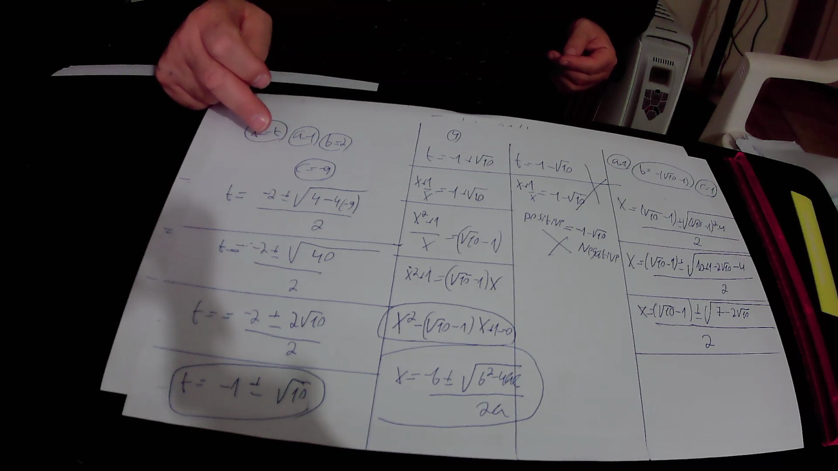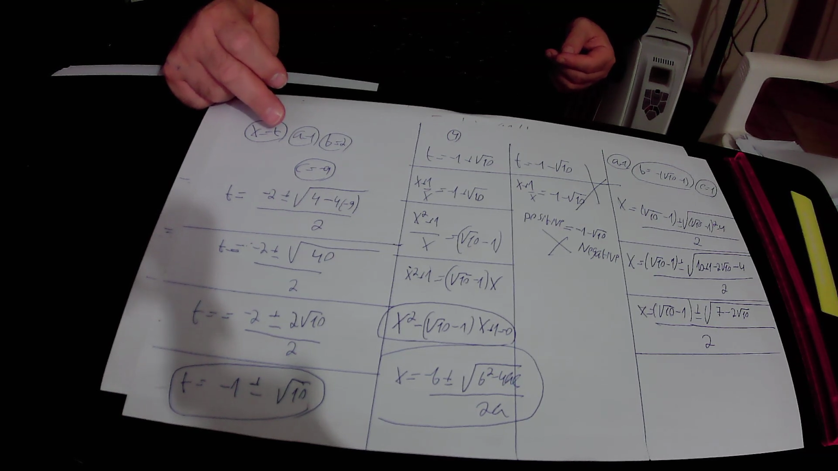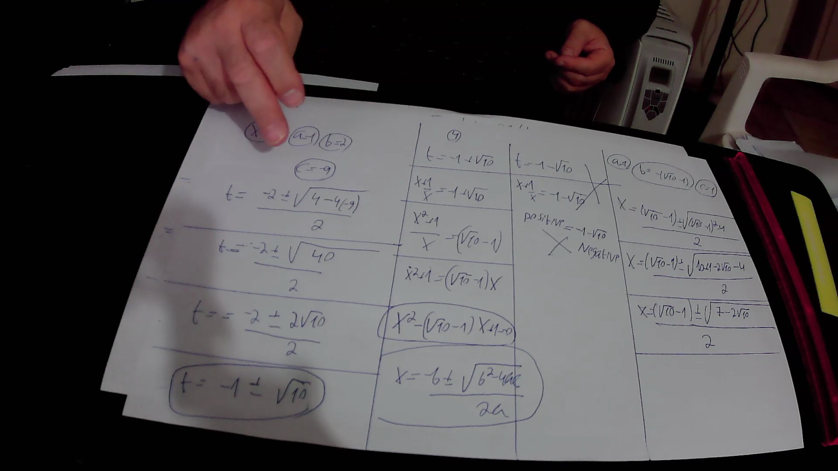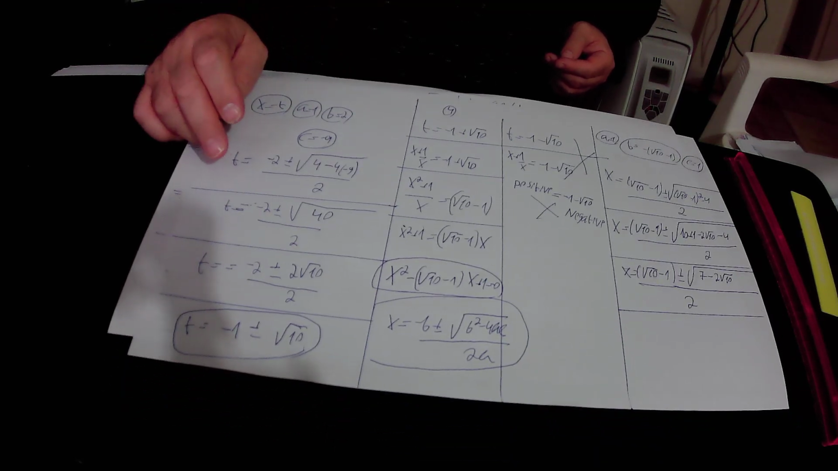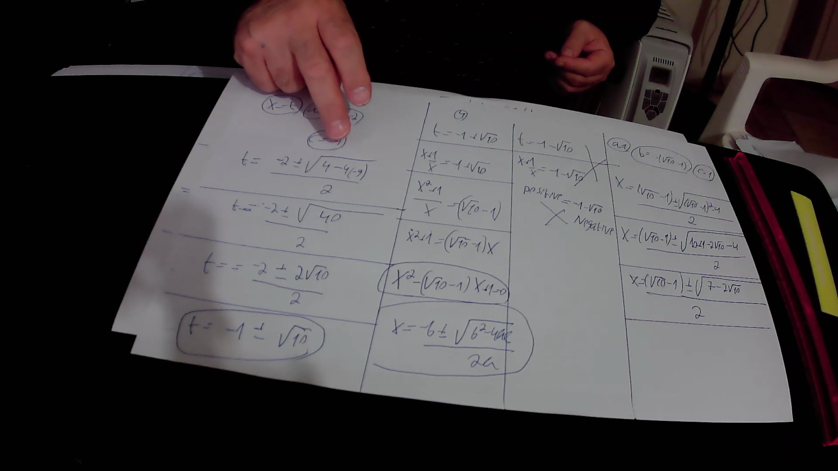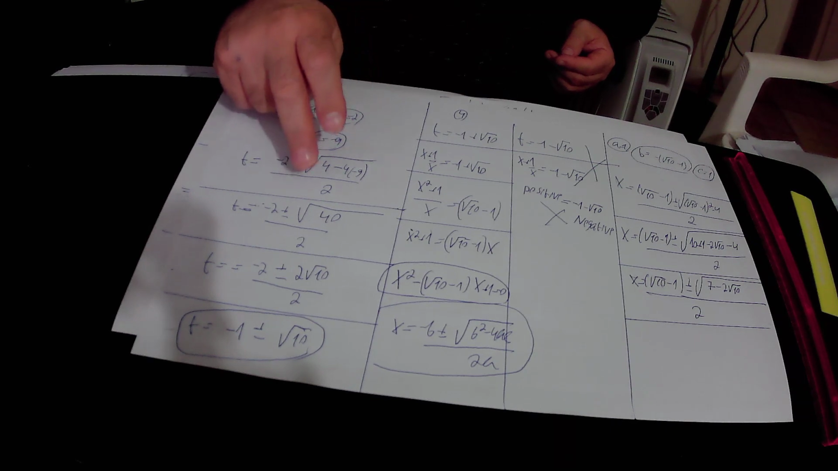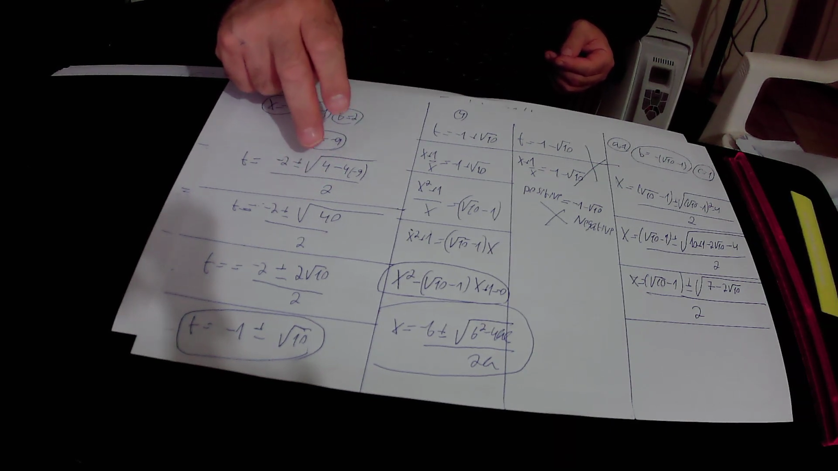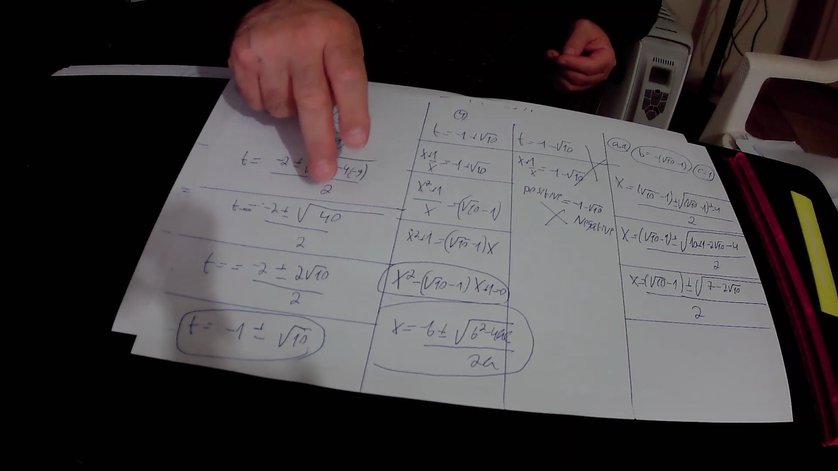b is 2, so b squared is 2 squared, which is 4. Minus 4 times ac, a is 1, c is minus 9, so it is minus 4 times minus 9, over 2. So t equals minus 2 plus minus the square root of: minus 4 times minus 9 is 36. 36 plus 4 is 40. So inside the root we are left with only 40.